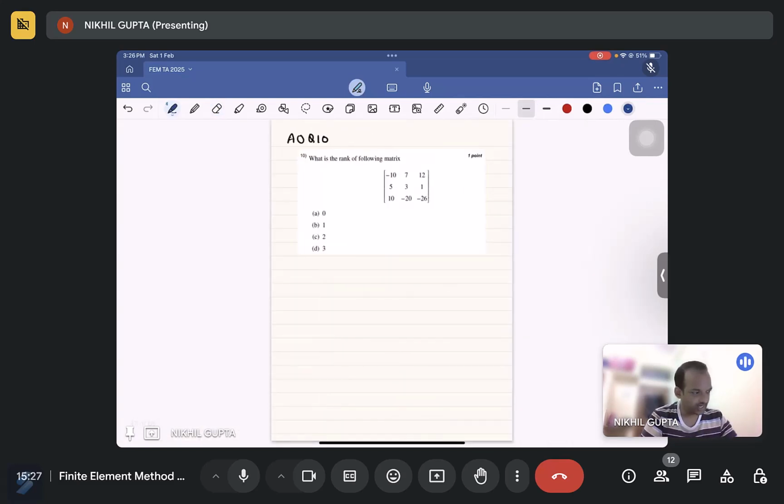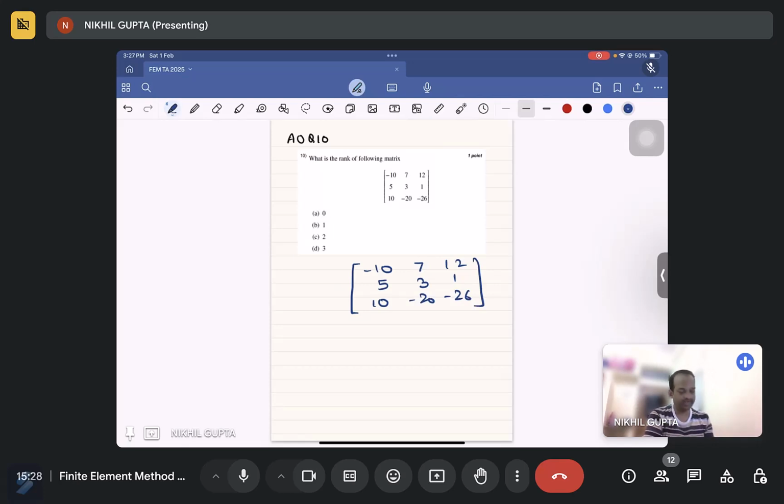So I think this is the last question of the assignment, question number 10. Now you have to find the rank of the matrix. This is the simpler linear algebra prerequisite of the course. The matrix is given as this: minus 10, 7, 12, 5, 3, 1, 10, minus 20, minus 26.